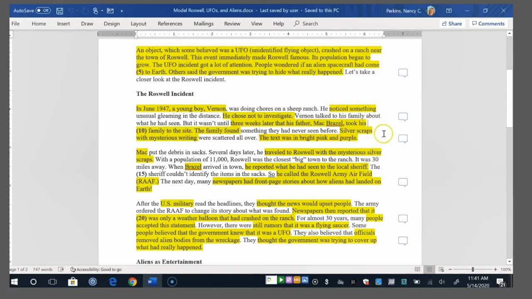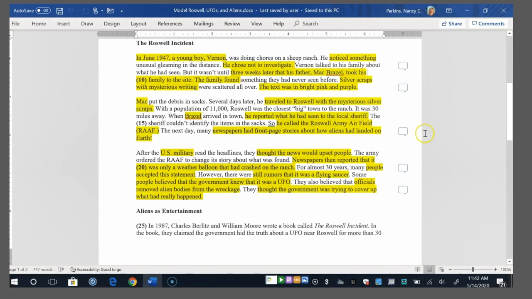And now notice how I highlighted the facts in this paragraph. I chose to go back to our GIST strategy and look for just what I think were the most important tidbits in this paragraph. So I highlighted in June 1947, a young boy, Vernon, noticed something. He chose not to investigate, but 3 weeks later, his father, Mac Brazel, took the family to the site. The family found the silver scraps with mysterious writing, and the text was in pink and purple.